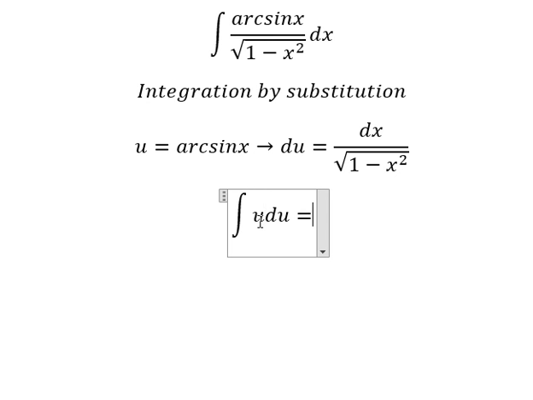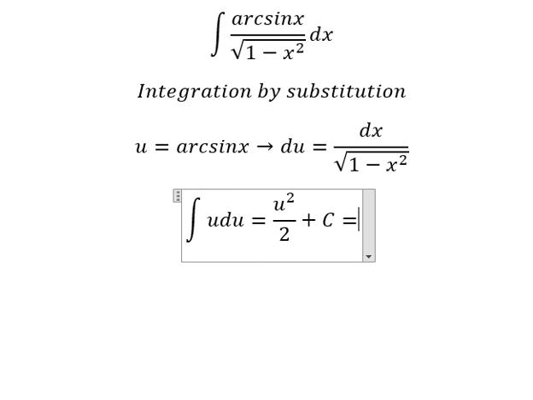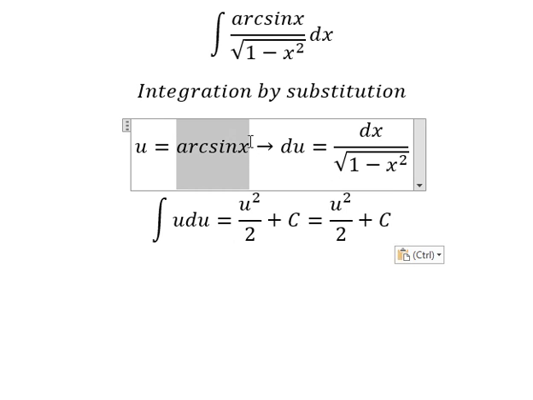So the integration of this one is u squared over 2, and I will put C. About u, that is this one.